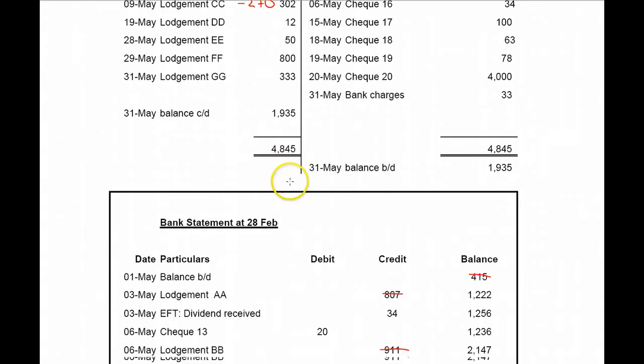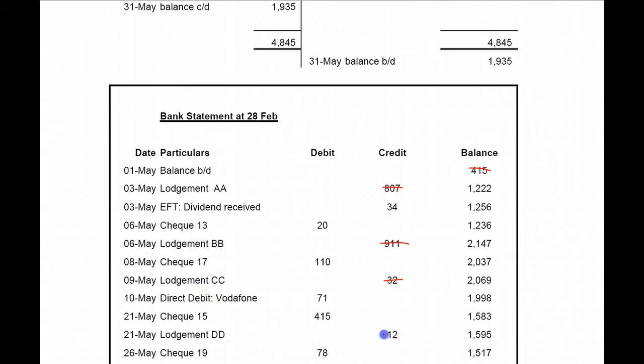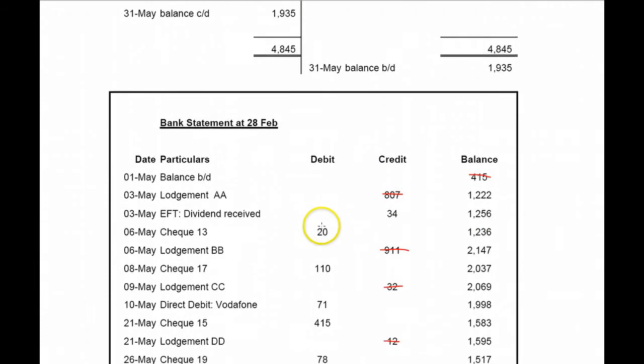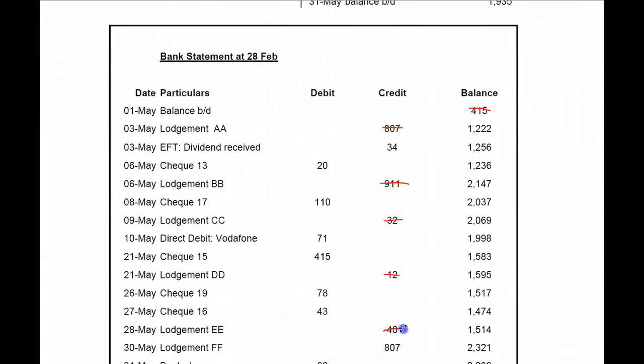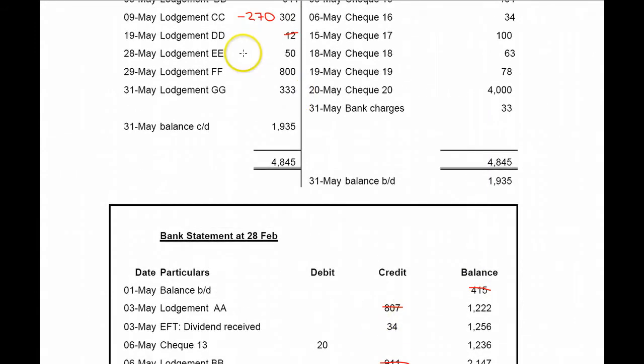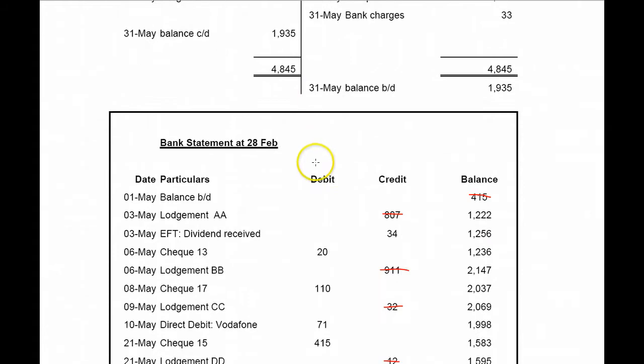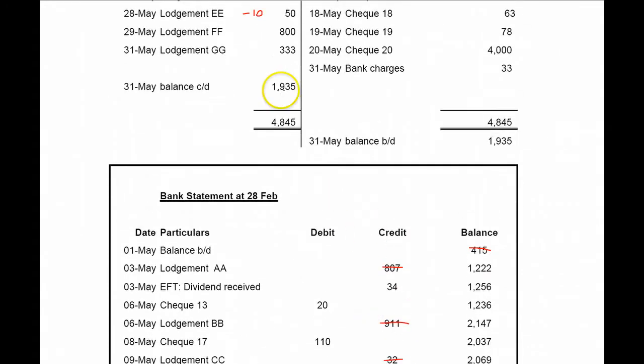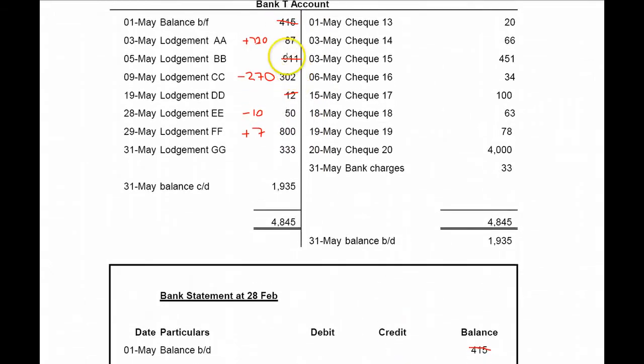DD is 12 versus DD here 12. EE is 50. Okay, it's 40, so I have to go down by 10 here because the correct amount is in the bank statement. And lodgement FF is 800. Down here it's 807. So I need to add 7 to this to correct it. And so I've done everything here down along.